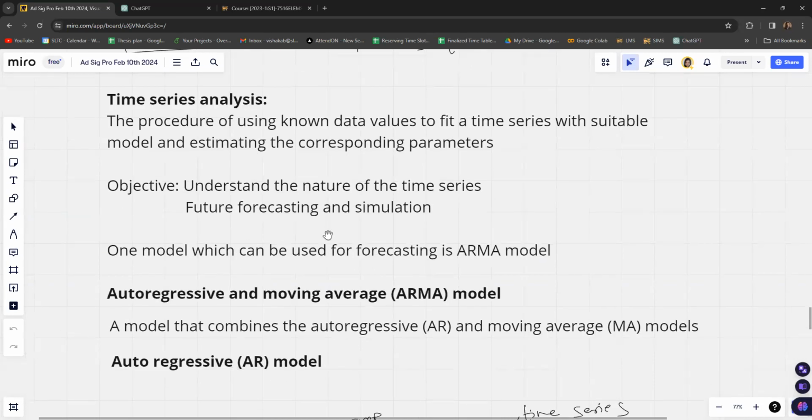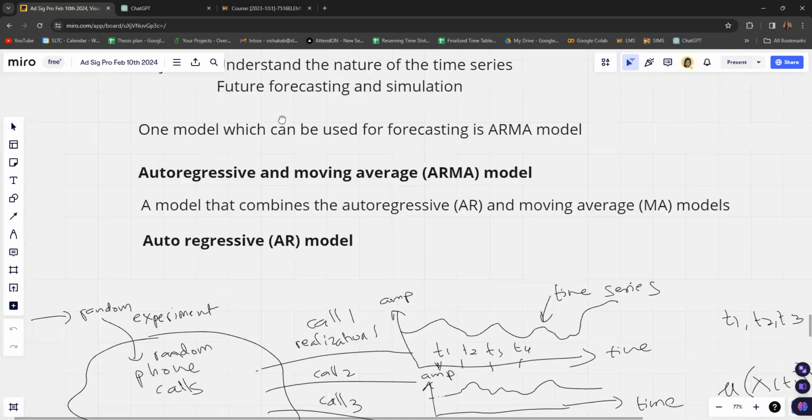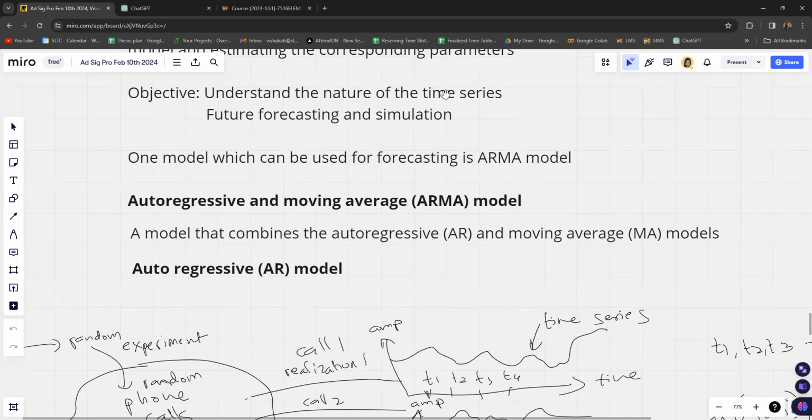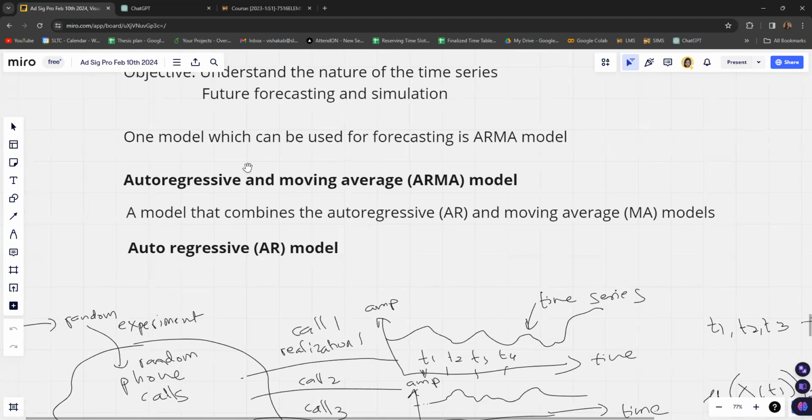So in this time series analysis, the objective is to predict and forecast the time signals. We are using the known data values and trying to fit those data values to a certain time series with suitable model parameters, and we are going to estimate the next values of the signal using those parameters. So we have to know the nature of the time series, and then we can predict the future.